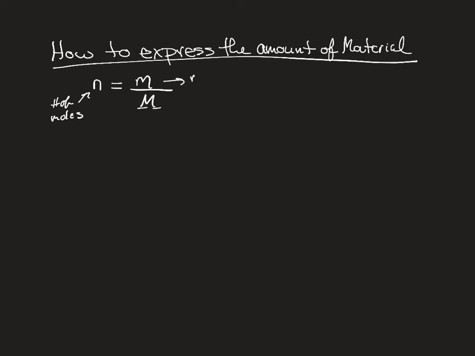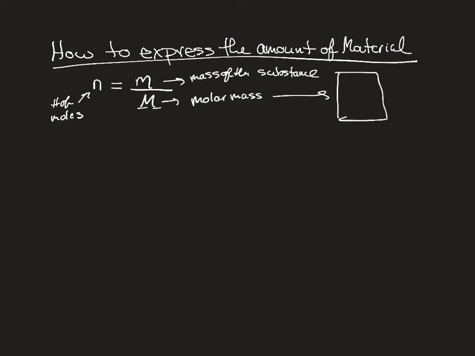So little m is still the mass of the substance. And this capital M here is going to be the molar mass. And you're going to get the molar mass from the periodic table. So if you look at a periodic table, let's use carbon as an example, it's going to be different for each element.